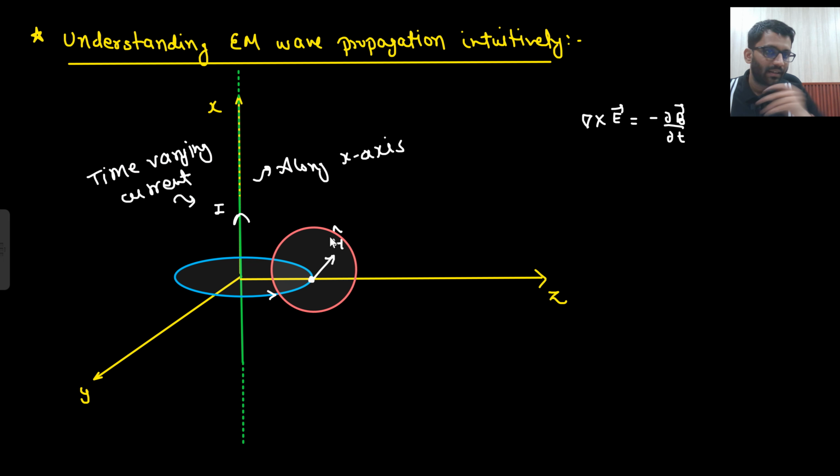This is my H. So del cross E is here. So rotate the hand in this direction. This is the direction of del cross E. So this will be your electric field. So this time varying magnetic field generated a time varying electric field as well. Now this electric field is in which plane? In XZ plane. Do you agree to this point?